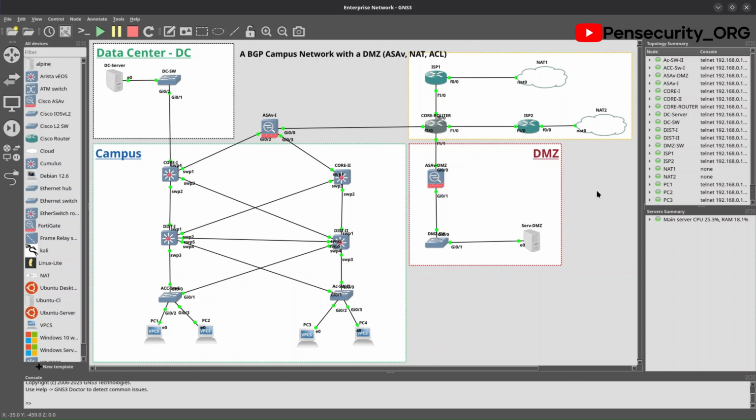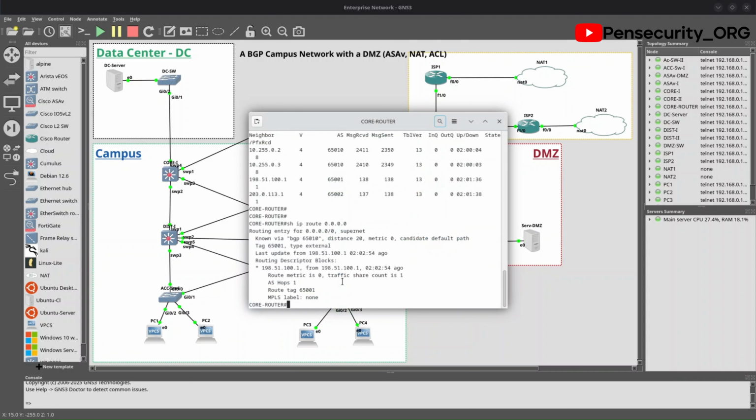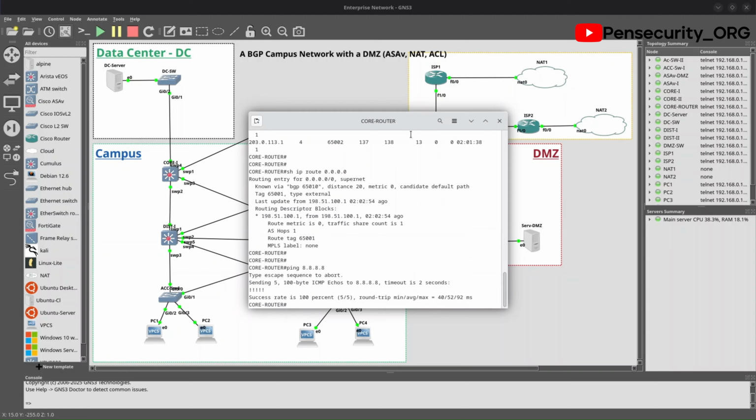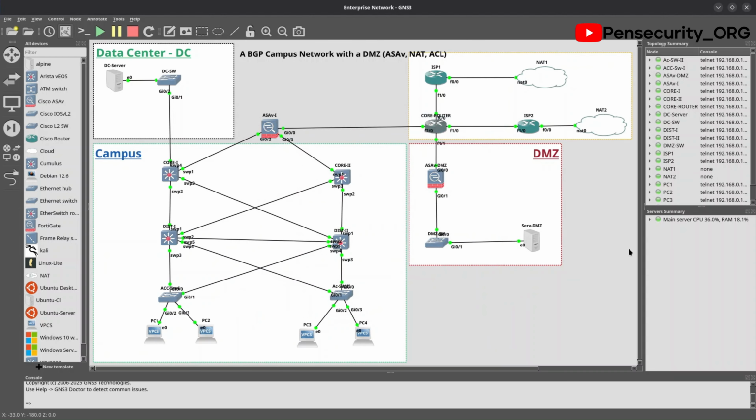Let us try to ping to the internet. Let's see if we'll get internet access. Let's try to ping to the internet. Ping 8.8.8.8. See, successful. So there's a successful message to the internet.